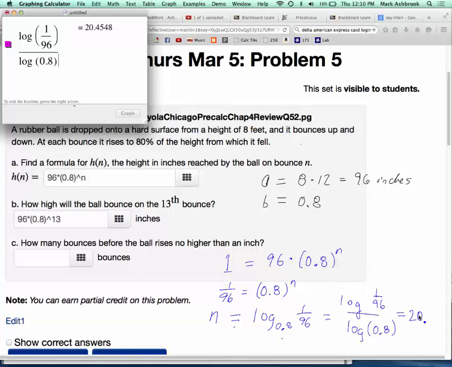So you can't have 20.45 bounces. So the question is, at 20 bounces, is the 20th bounce greater or less than an inch? The 20th bounce. It's got to be greater. The height is getting less with each bounce. So if you have fewer bounces than that, and this is equal to 1 inch, then that's got to be greater than 1 inch. And so to make sure we're below 1 inch, how many bounces?